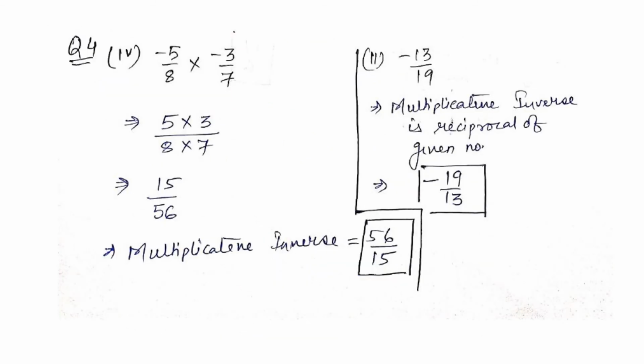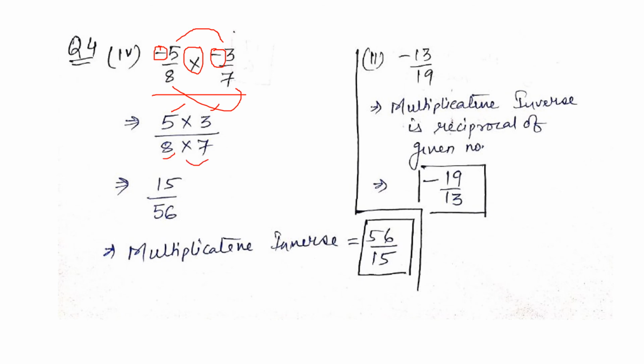Now question 4, fourth part, we have minus 5 upon 8 into minus 3 upon 7. I have told you when fractions get added or subtracted, we take the LCM of denominators. But in the case of multiplication, we just multiply the numerators and denominators. So what we have is minus 5 into minus 3. And I have told you, when two negative signs get multiplied, they become positive. So we have 5 into 3 upon 8 into 7.